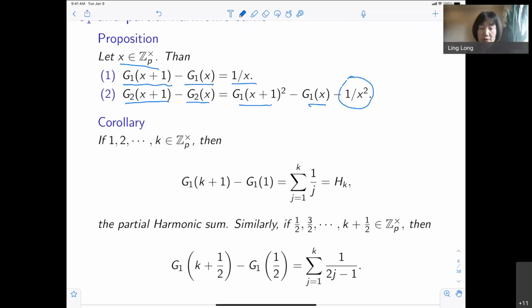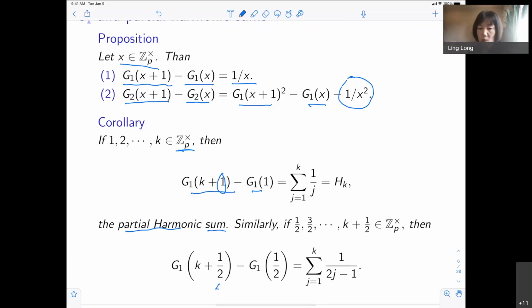And as a corollary, we know that if you take the first few, say 1, 2, all the way to k, and they're all p-adically invertible, then G1 of k plus 1 minus G1 of k is the partial harmonic sum. So you're taking 1 over 1 plus 1 over 2 all the way to 1 over k. So you get what we call the partial harmonic sum. And similarly, you can replace this one by some other rational number.